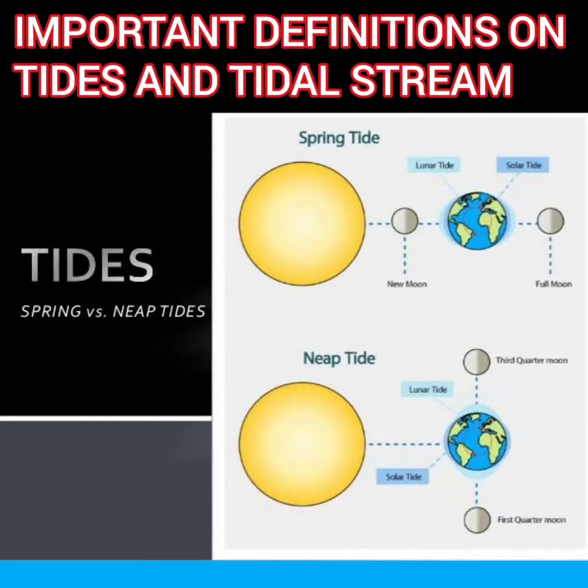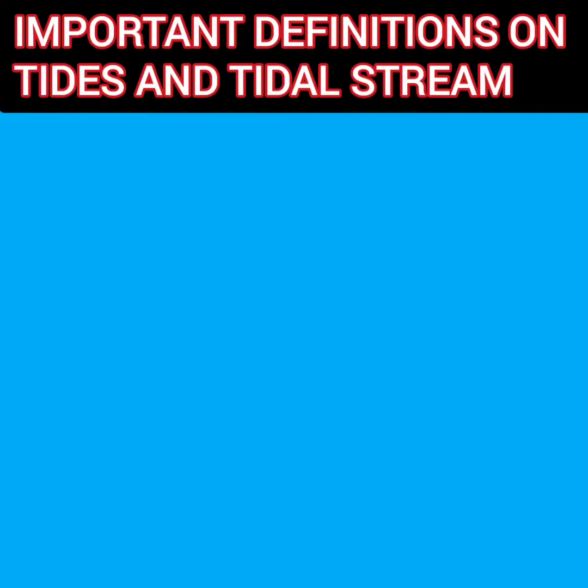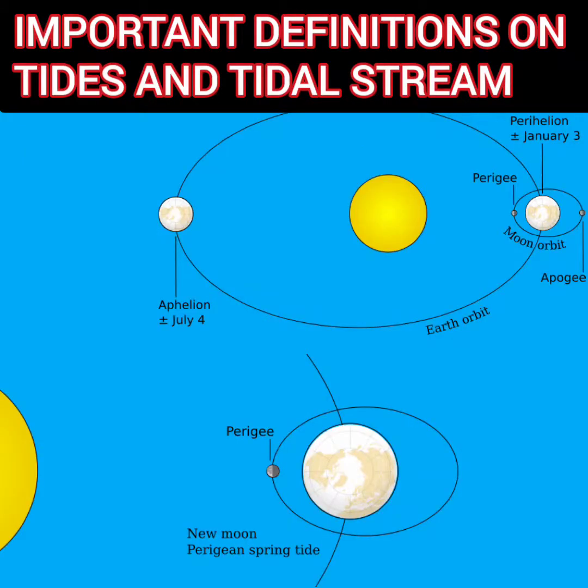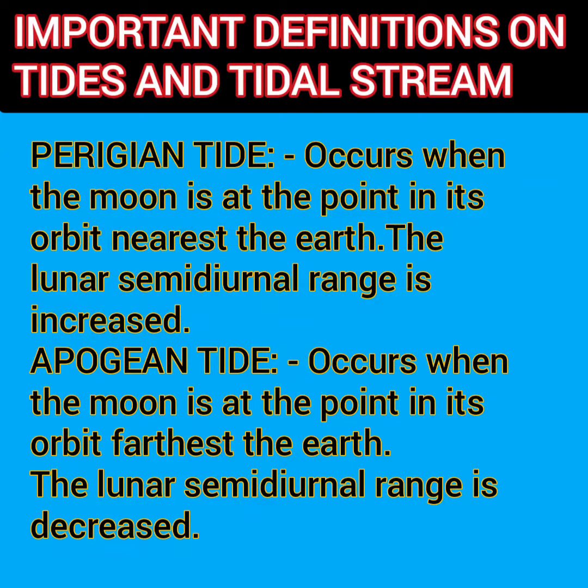As you can see in the diagram, a comparative study between the spring tide and neap tide. In spring tide, all three are in one line, and during the neap tide, the moon can be seen at the quarters of the earth. Then we have perigee tide and apogee tide. Perigee is a position when the moon is closest to the earth. So perigee tide occurs when the moon is at a point in its orbit nearest to the earth. The lunar semi-diurnal range is increased during this time. And apogee tide is just the opposite of perigee tide. It occurs when the moon is at a point in its orbit farthest from the earth and the lunar semi-diurnal range is decreased during this time.